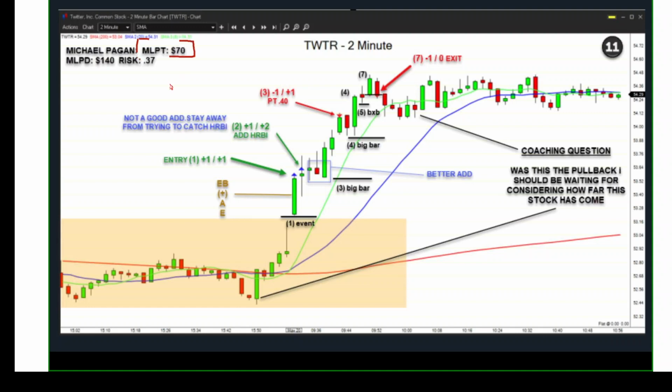From Michael here. Michael points out I have a $70 max loss per trade. Okay. Trading Twitter. And so he's marking the fabulous 4 here. This was the last bar here. This is the last bar from yesterday. So there is his fabulous 4. Right. Okay. Beautiful.